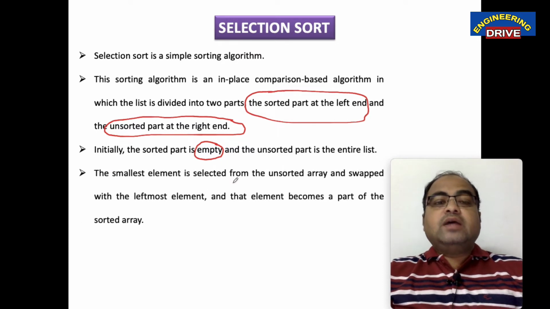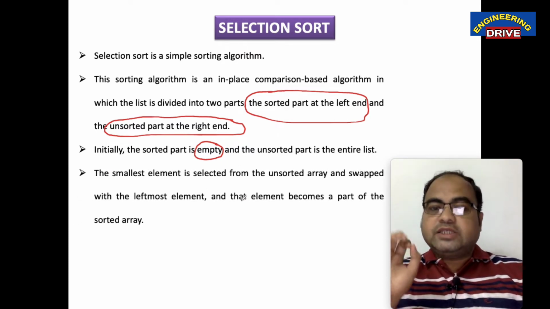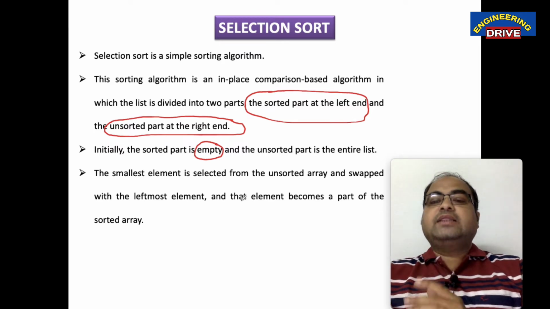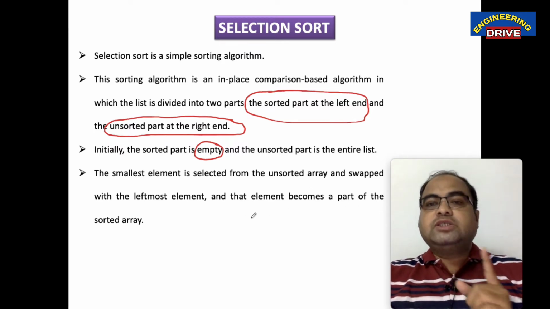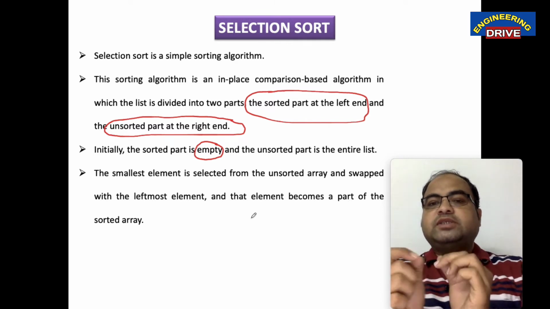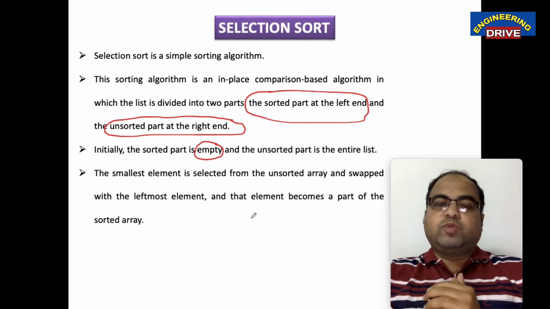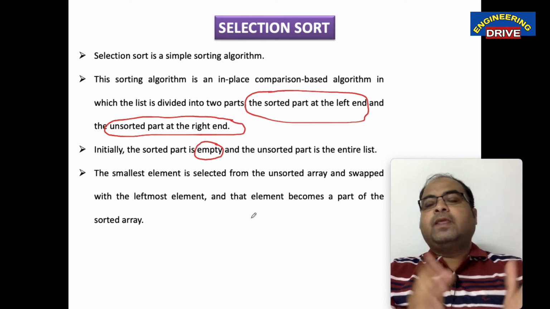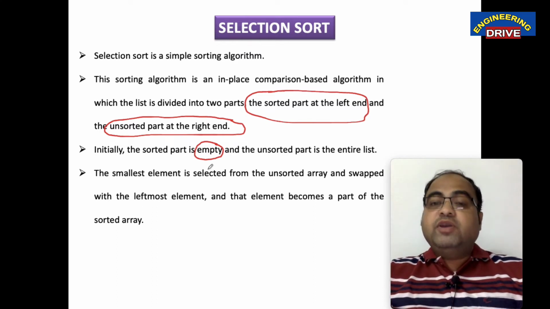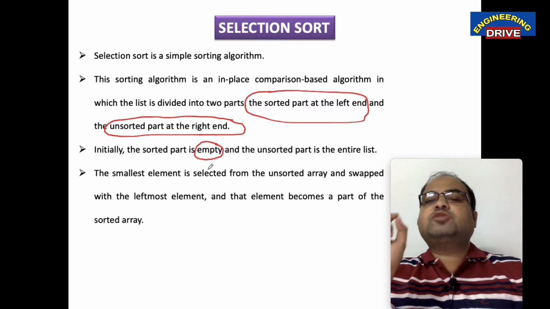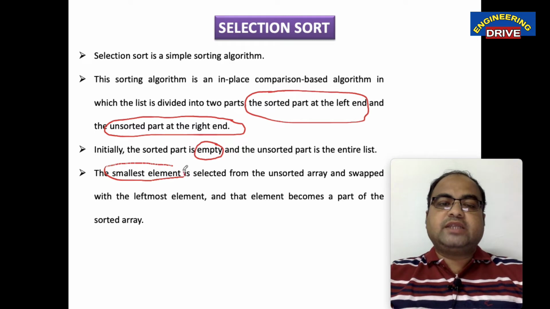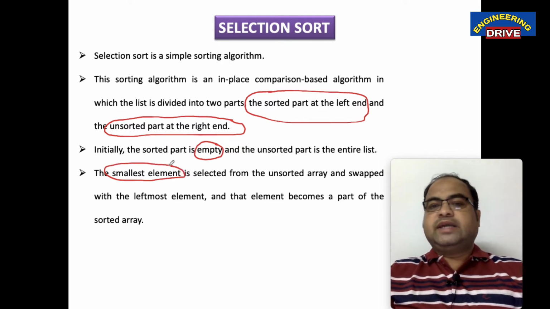Next thing. The smallest element is selected from the unsorted array and swapped with the leftmost element, and that element becomes a part of the sorted array. Dear students, this is a very important point and the heart of this selection sort algorithm. You should know this point. Here in selection sort, how are we going to sort the list of numbers? We will select the smallest element in the entire unsorted array.